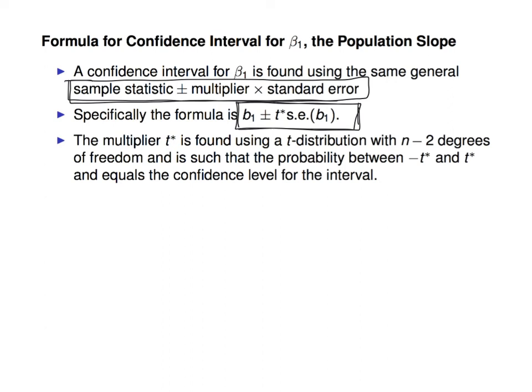And that t star multiplier is found using a t distribution. So same as in chapter 11. N minus 2 degrees of freedom, think 2 variables, hence the n minus 2, and is such that the probability between negative t star and t star equals the confidence level. So these t curves are also bell-shaped, and the area from negative t star to t star is equal to the confidence level, which is often 95%.